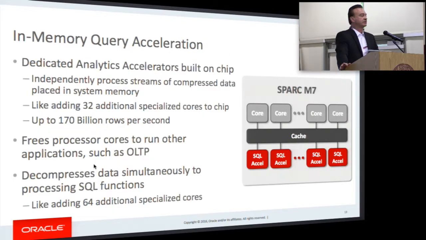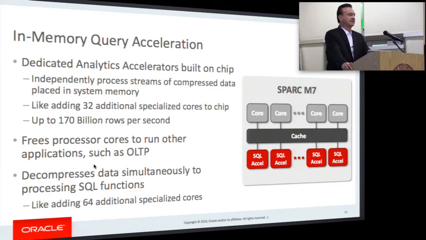So we have 32 of these analytics pipelines built on the die in those 4 blocks. It's somewhat like, as I said, we have a 32-core processor, and it's somewhat like adding 32 additional processors. They can operate up to 170 billion rows per second. Not only do they perform operations, but they run concurrently with the other cores on the die. So in this case, the cores could be running OLTP operations while the analytics accelerators are running low-level operations for data analytics.